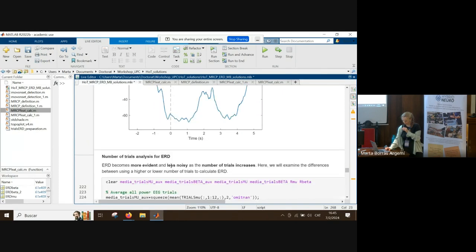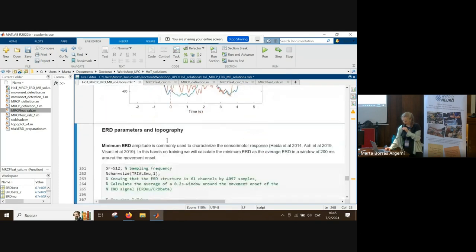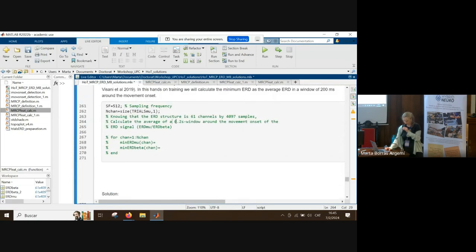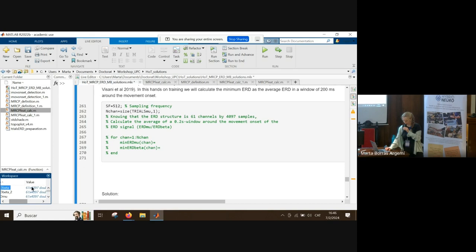So we are looking for a window of 0.2 seconds around this movement onset, using the ERD mu and ERD beta signals, taking into account that both signals are 61 channels by 40 samples. So I leave it to you to do it. You have 2 minutes. It's similar to when we were calculating the maximum. We want this window around the minimum in order to make this feature more robust.